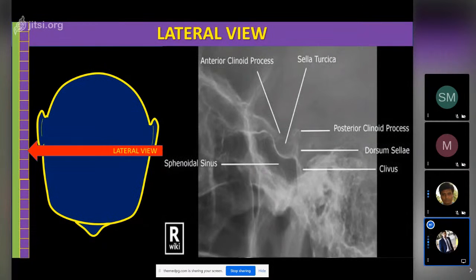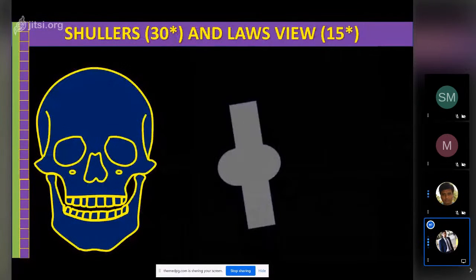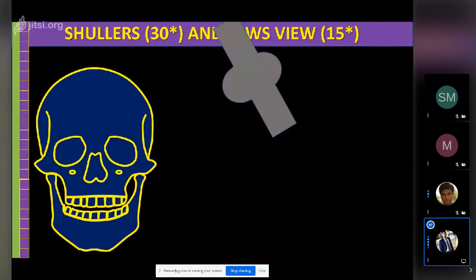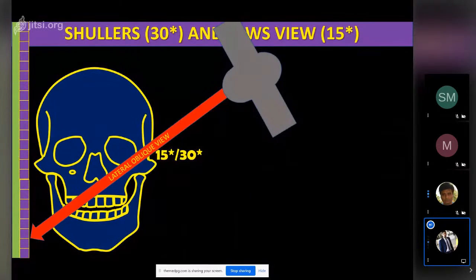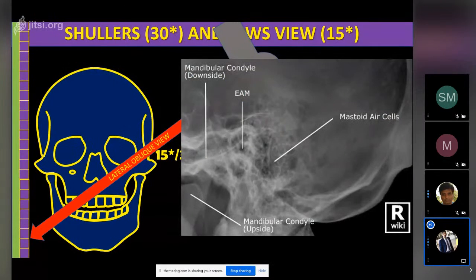Now there is a Schuller's view. Schuller's view is nothing but a lateral view with a cranial oblique direction, with cranial angulation done here. This is mainly done to see the external auditory canal, the mandibular condyle, and the fossa for the mandibular condyle.